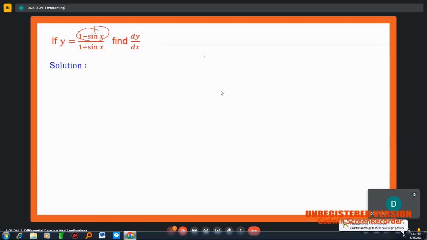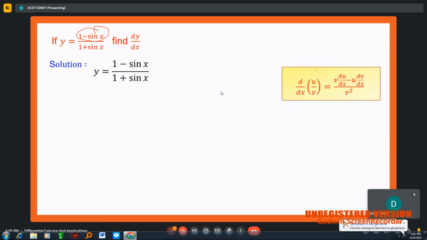Now what is the quotient rule here? Quotient rule is differentiation of u by v. For u by v, we keep the denominator function v constant times du by dx, minus the numerator term kept constant times the differentiation of the denominator term, divided by the denominator whole square. Okay, clear? This is the quotient rule.